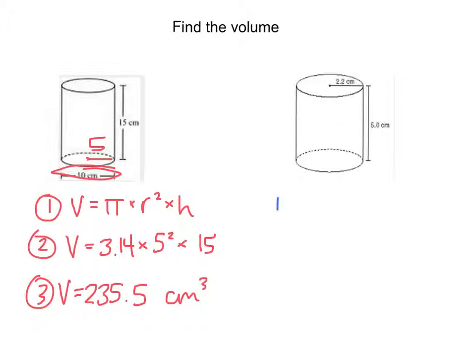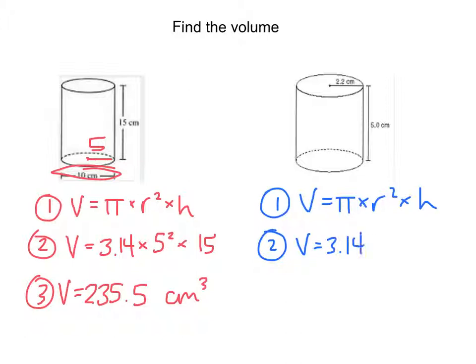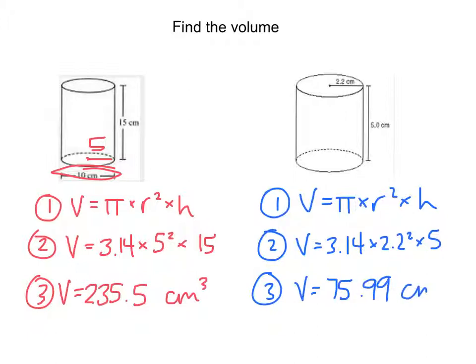Same over with the other one. We have the 3 steps. Pi times r squared times h. Step 2, plug in what you know. Times r is 2.2 squared times our height of 5. And step 3, gives us volume equals 75.99. And once again, our label, centimeters cubed.